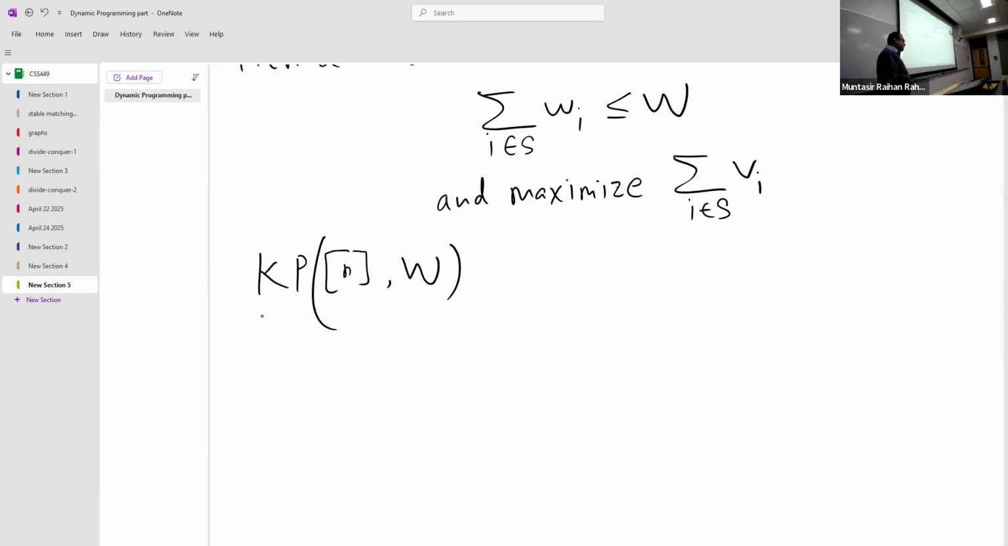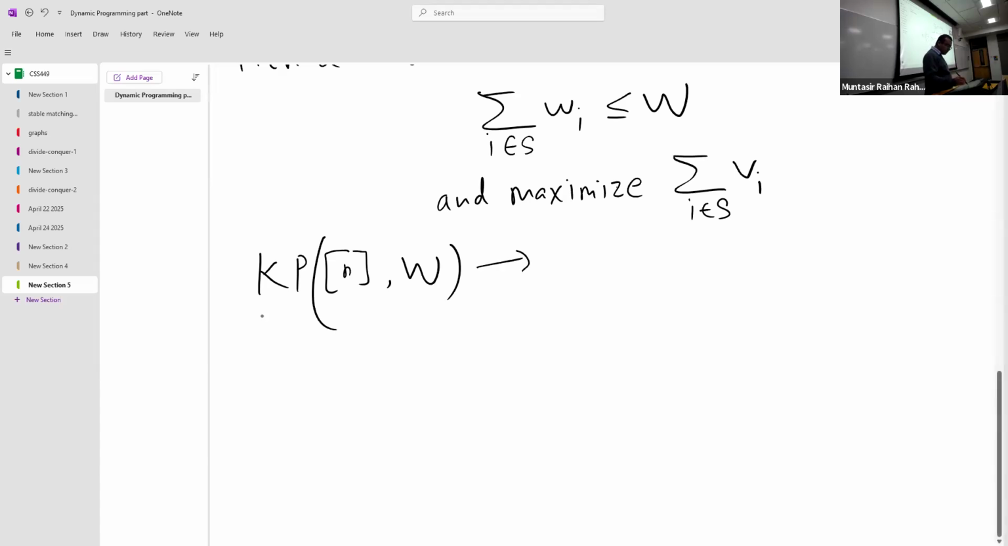Remember in the interval scheduling problem, what did we do? We considered two choices, right? We looked at the last interval after sorting them, and we said we're going to consider the last interval, and either pick it in the optimal solution or not pick it. So here we have n items, so we can do the same thing. Just consider the last item here, which is Wn, Vn. So you can either pick it in your knapsack or you don't pick it, right?